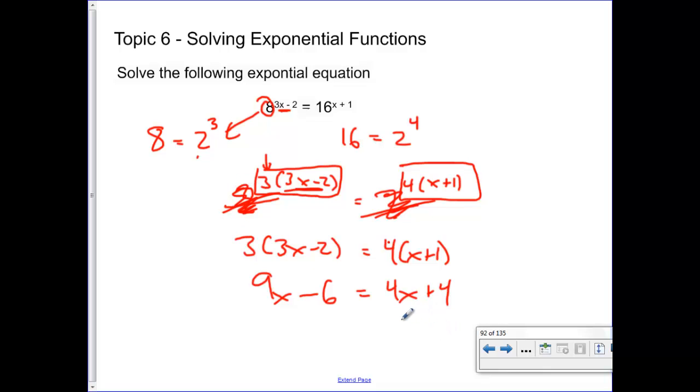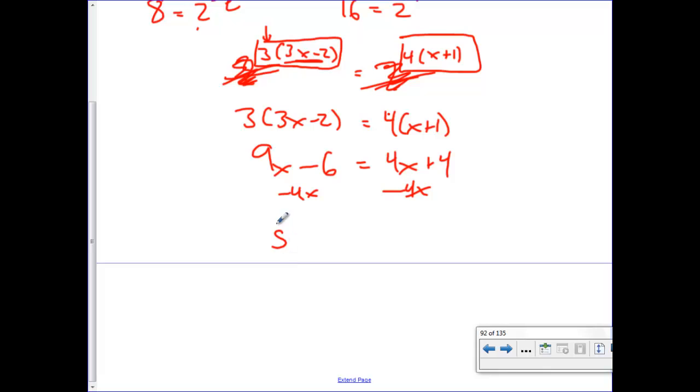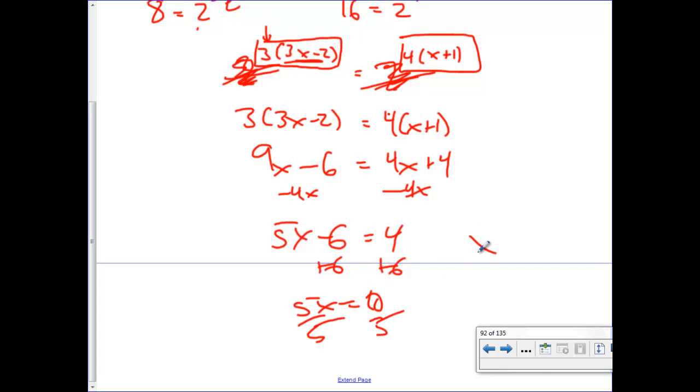Okay. Last step then, minus 4x, 5x minus 6 equals 4, add 6, add 6. 5x equals 10, divide by 5, divide by 5. No, it actually isn't. What if you can't find like common bases? Okay, I have a solution for that later. You're a little ahead of me, but yes.